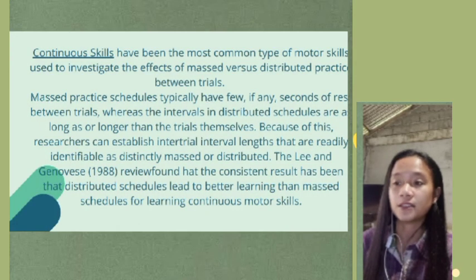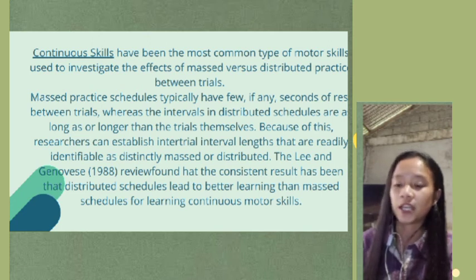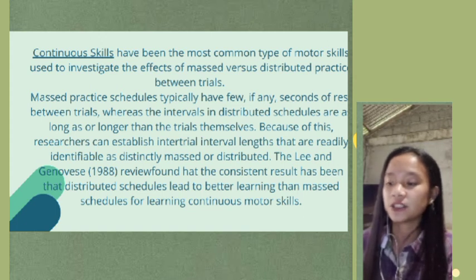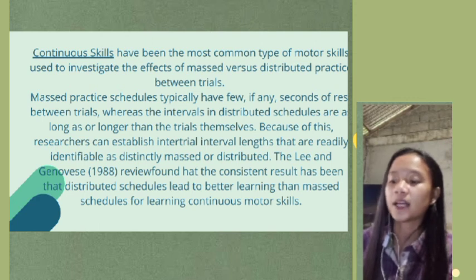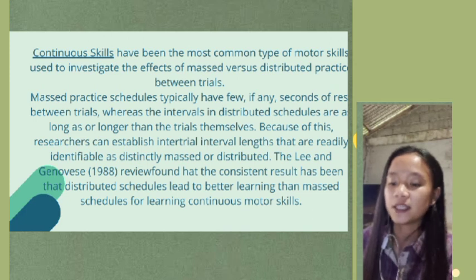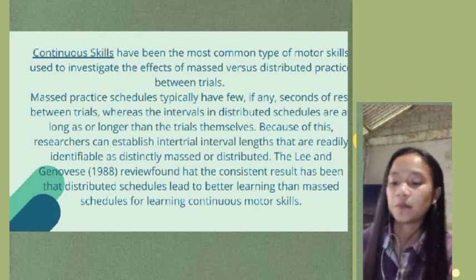Continuous skills have been the most common type of motor skills used to investigate the effects of massed versus distributed practice between trials. The most popular task has been the rotary pursuit task, in which a person must keep a handheld stylus in contact with a small disc on a rotating turntable for as long as possible. A trial is usually a specified length of time, such as 20 or 30 seconds.